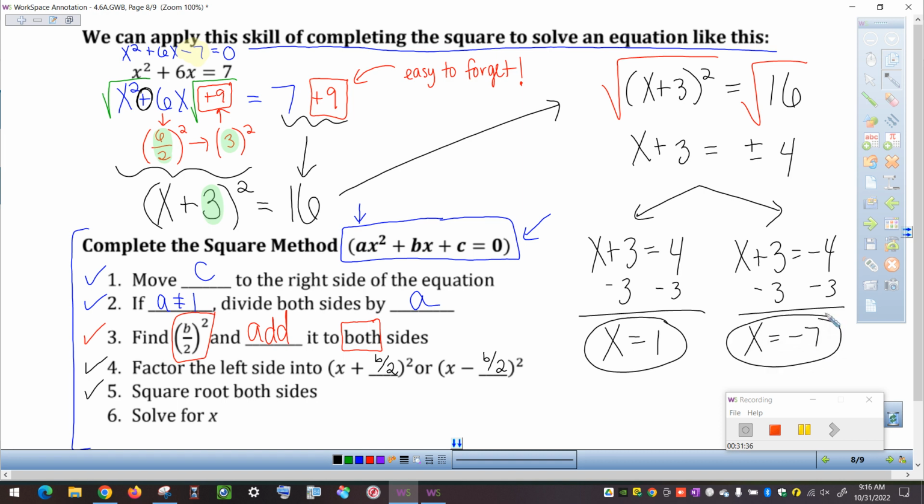All right, then we're just going to subtract 3 from both sides in both of our equations. We get our two final answers here. So this is step 6 here, solving for x. We end up getting that x is positive 1. On the other side, we get that x is negative 7.